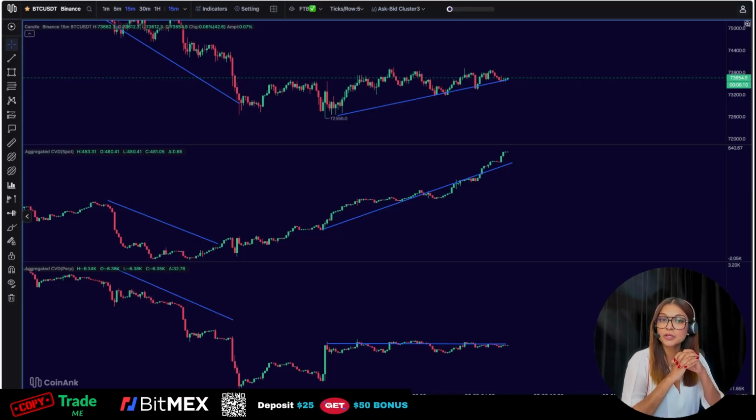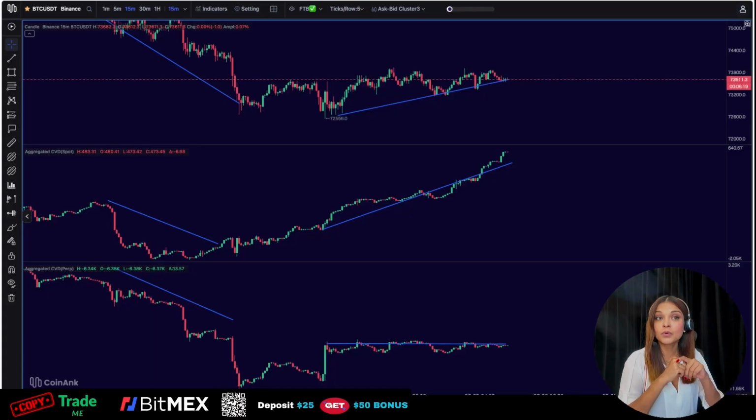When you start spotting divergences, you will be so much more confident about your entries, and that is what CVD, Cumulative Volume Delta, is in a nutshell. Next up will be open interest.